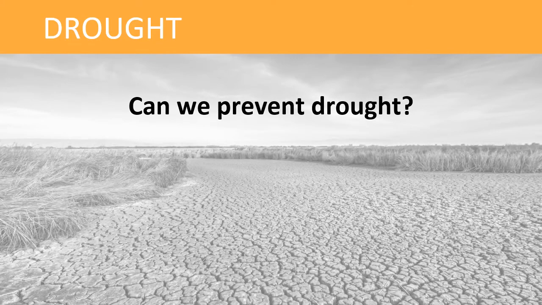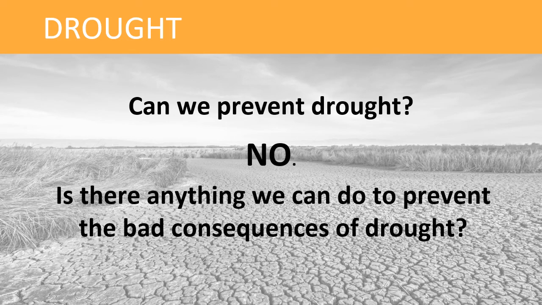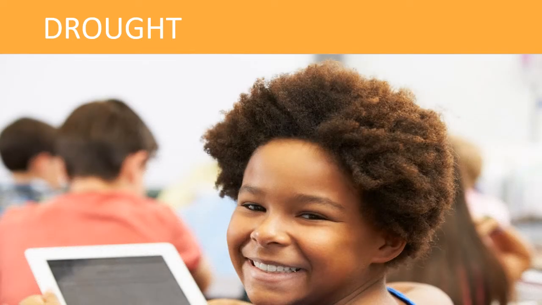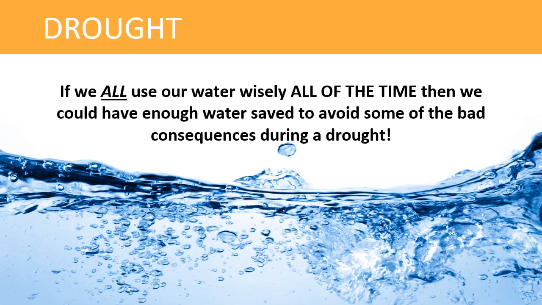Can we prevent a drought? No. There is nothing we can do to prevent a drought or the consequences that come with a drought. However, there are things we can do to help with the water that we do have. We need to make sure that we use our water wisely all of the time, not just when we're in a drought, but all of the time in order to save that water and avoid the bad consequences during a drought. So you save up your water now, you'll have water when it gets harder to find.